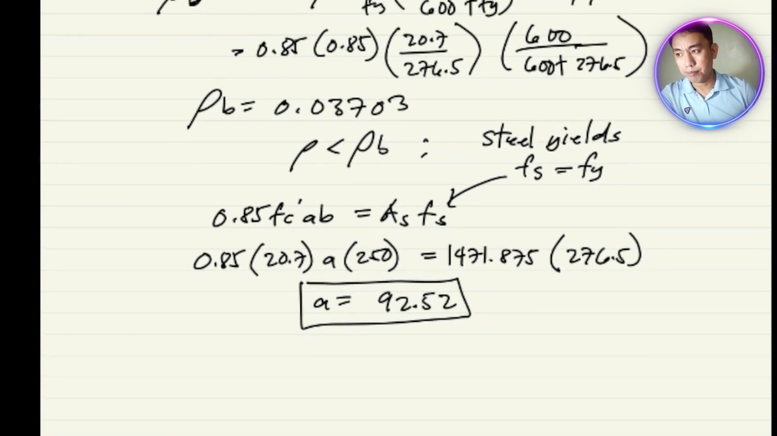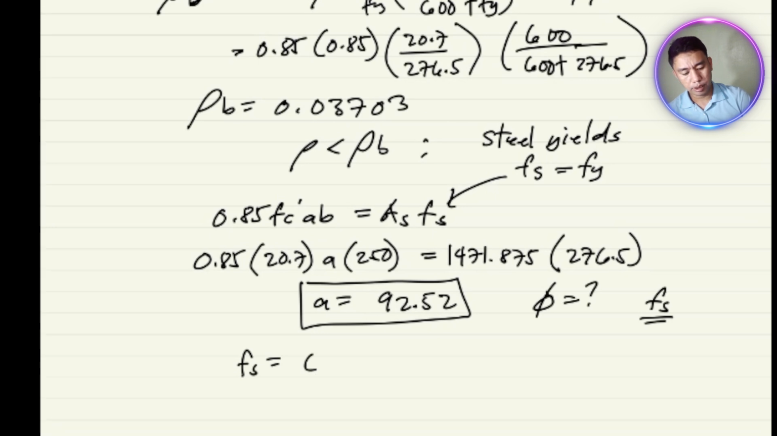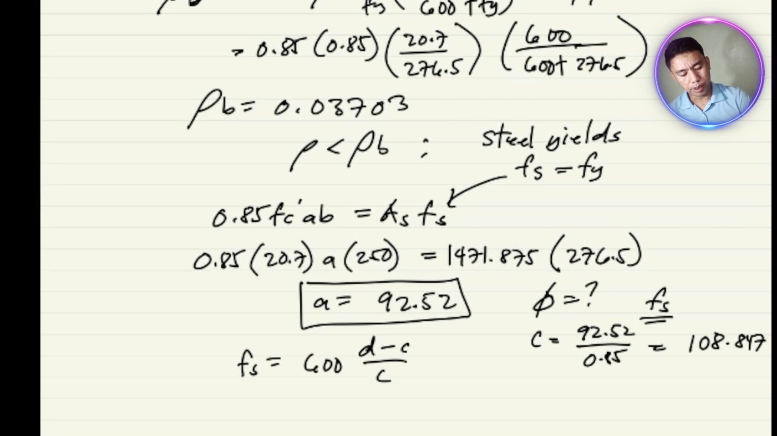So, we still have a problem here, the phi. How do we get the phi? We check it from Fs. Let's solve Fs. Fs is 600 times D minus C over C. We have C, right? We can solve C. A equals beta 1 C. So, our C is 92.52 over beta 1, 0.85. So, our C is 108.847.